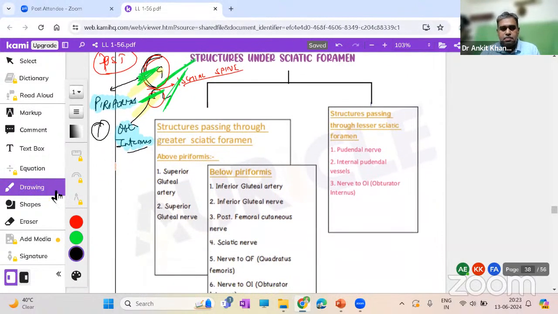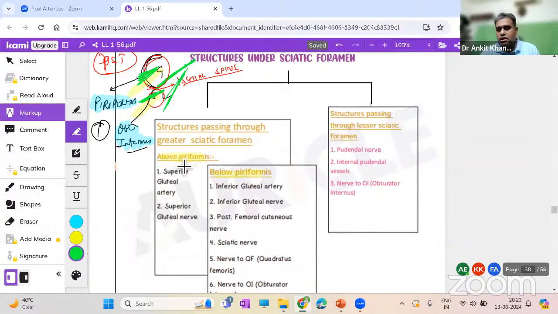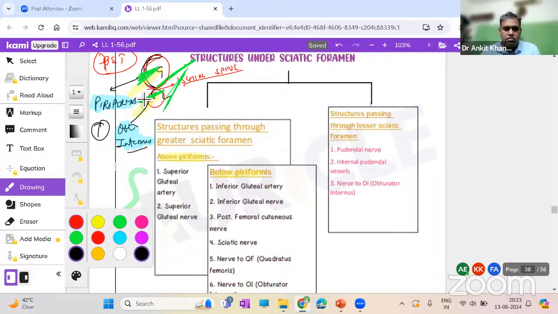Now let us see structures passing through the greater sciatic foramen. As the key muscle is piriformis, they have decided to ask which structures pass above piriformis, and which structures pass below piriformis. So above piriformis you have the superior gluteal nerve and vessels. Simple. Obviously, above piriformis you will have the superior gluteal artery and the superior gluteal nerve coming out.